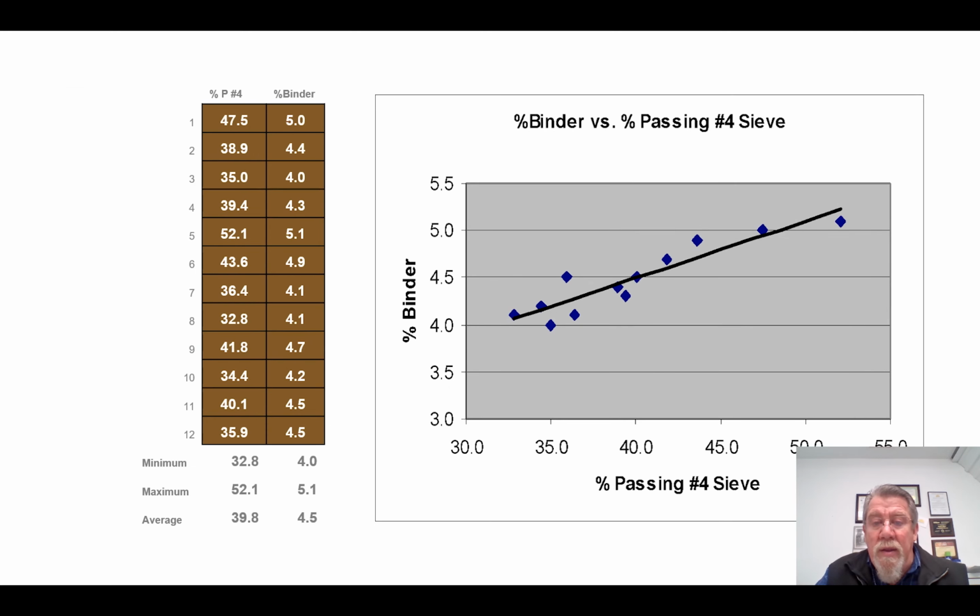In this chart showing binder content versus number 4 sieve, anytime it runs in a linear line like this, then it's segregation of the mix. And so again, talk to the plant operator, find out what ways you can minimize the segregation coming out of the plant into the truck.